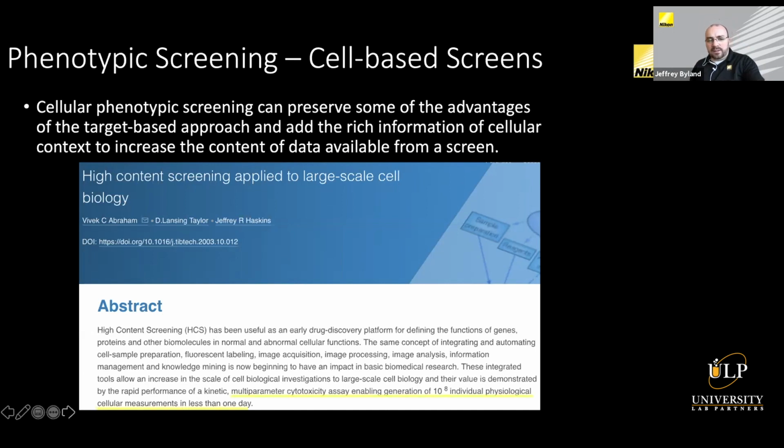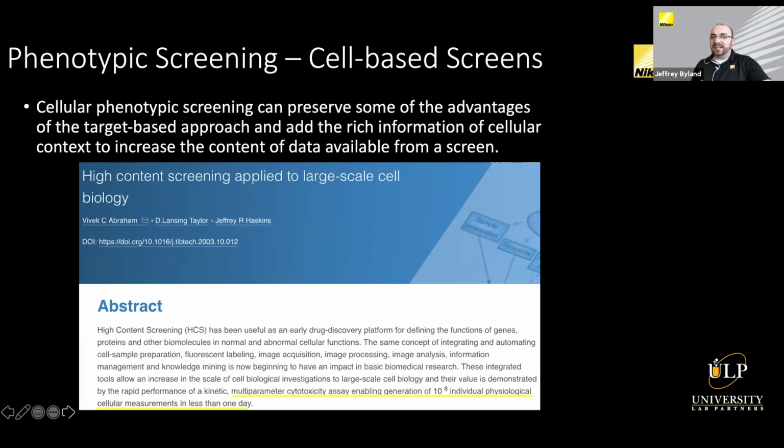So you can see, there's a lot of stuff here in this abstract, and we don't want to read all of it, but if you look, here they created a cytotoxicity assay that enabled the generation of 10 to the 8th individual physiological cellular measurements in less than 1 day. So this is why cells are so popular now in terms of phenotypic screening, because it's high content and it's high throughput. So it was done in less than a day, and it generated 10 to the 8th physiological measurements.